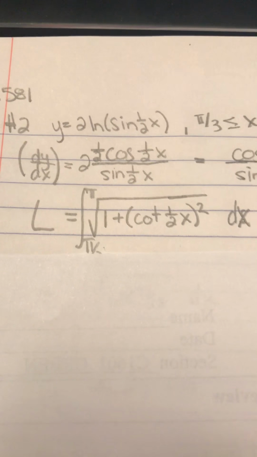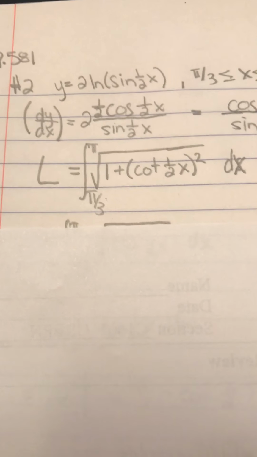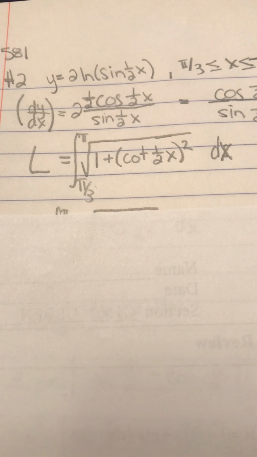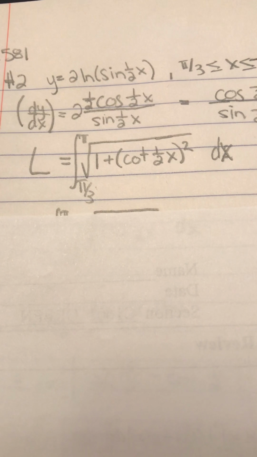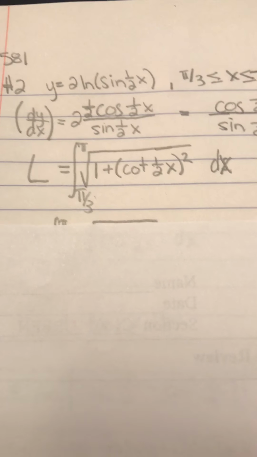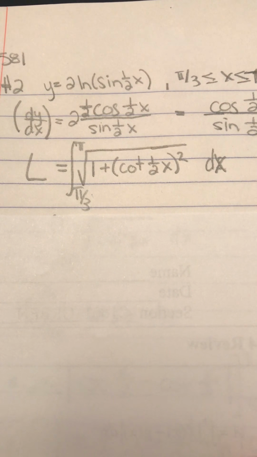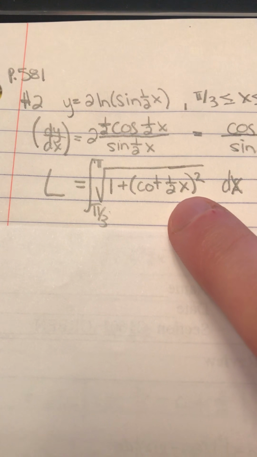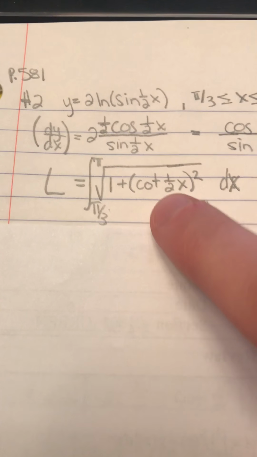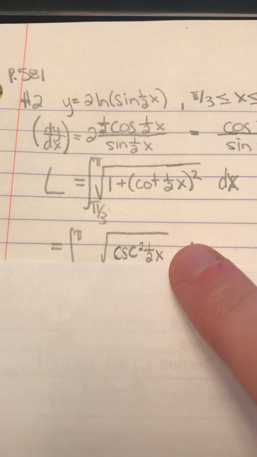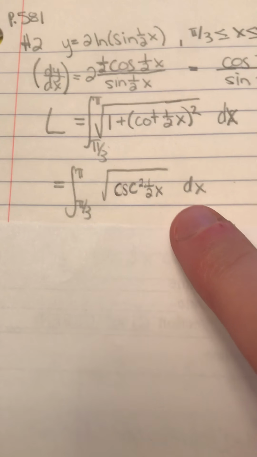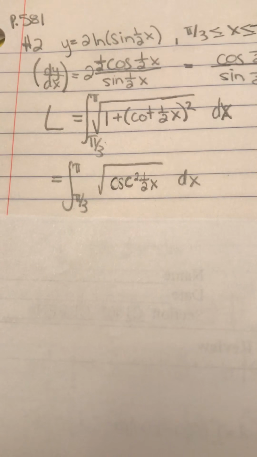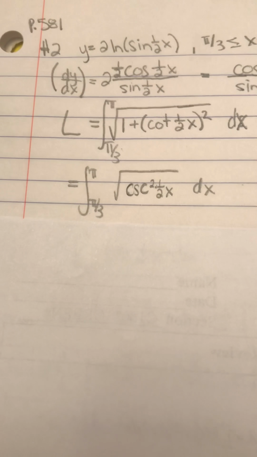And then you plug this into the length equation: the integral from pi over 3 to pi of the square root of 1 plus cotangent 1/2 of x squared dx. Now, with a little manipulation, you realize that cotangent squared 1/2 of x plus 1 is really just cosecant squared 1/2 of x. And we get this integral.